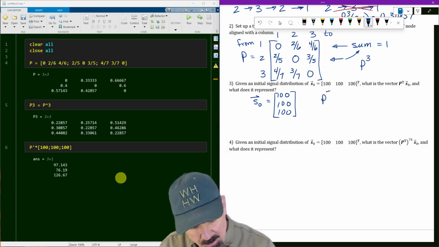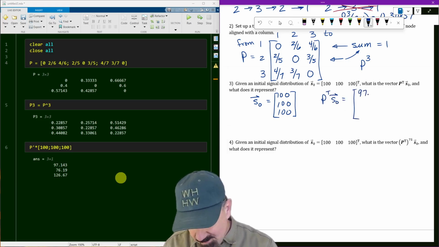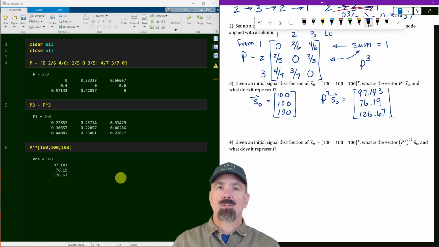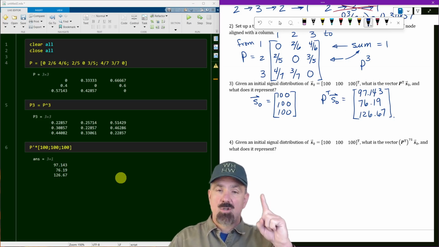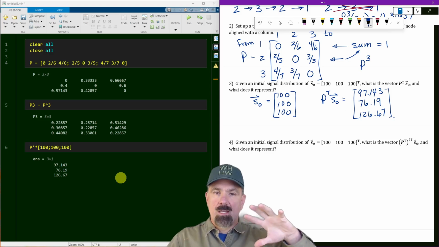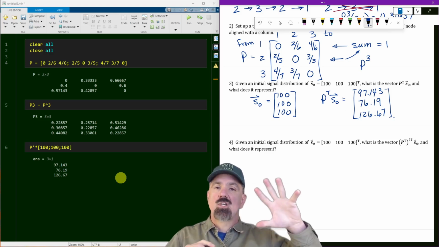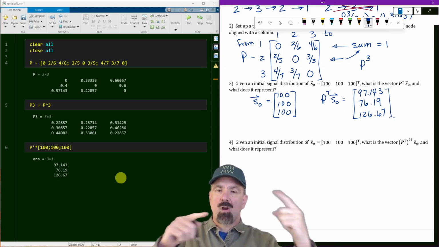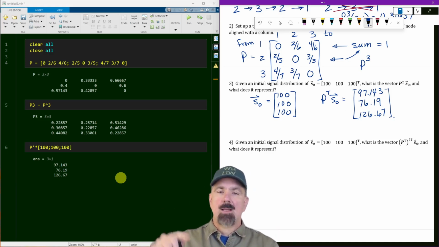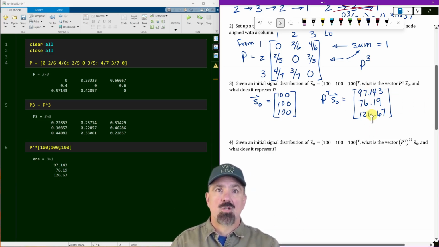So p transpose times the initial vector is equal to 97.143, 76.19, and 126.67. And the question is, what does this represent? So this represents the signal distribution after one step if I started with 100 signals in each node. So according to the probabilities, the signals have transitioned away from their nodes. They've crossed over each other, some of them from 2 to 1, some from 1 to 3, some from 3 to 1, etc. And this is the new distribution here.